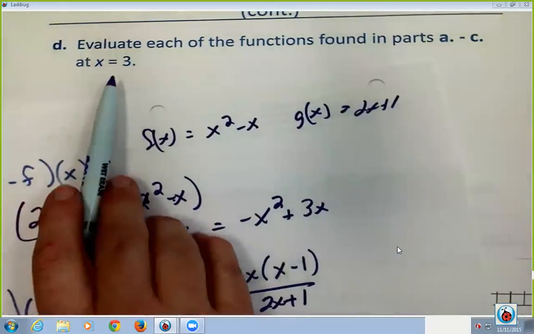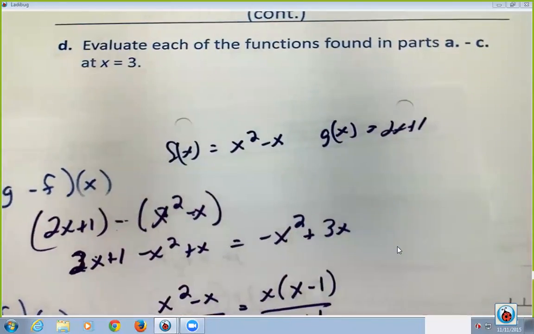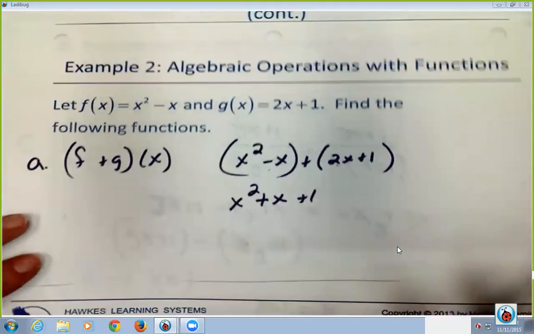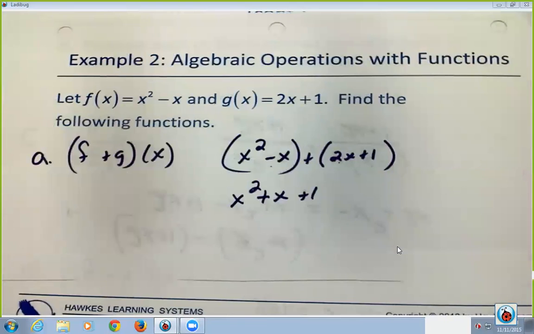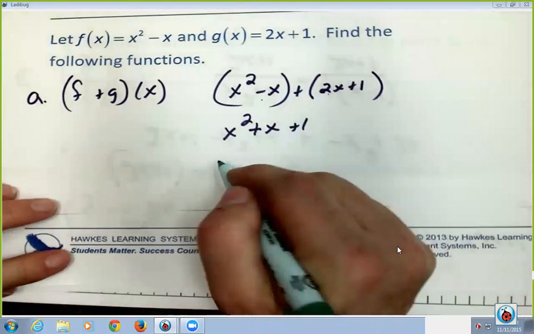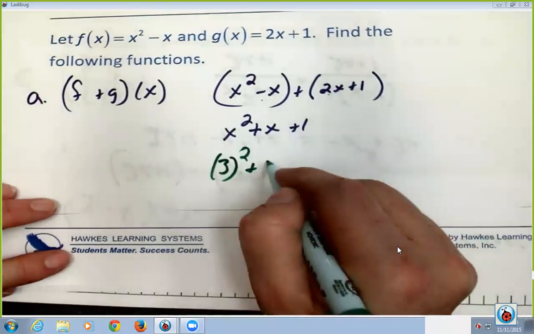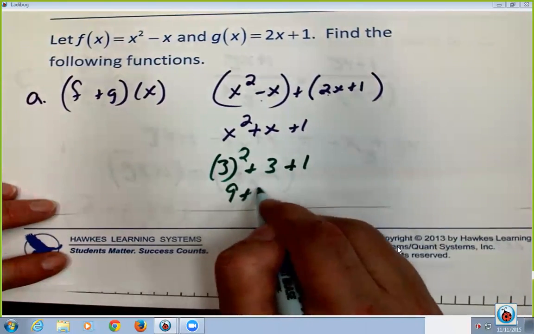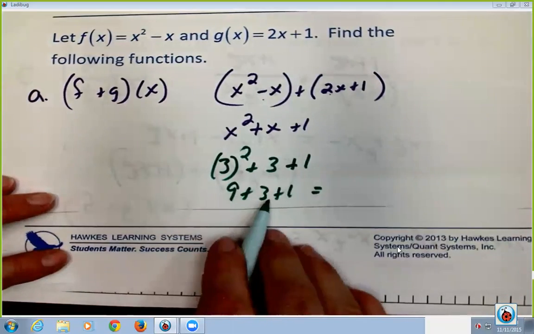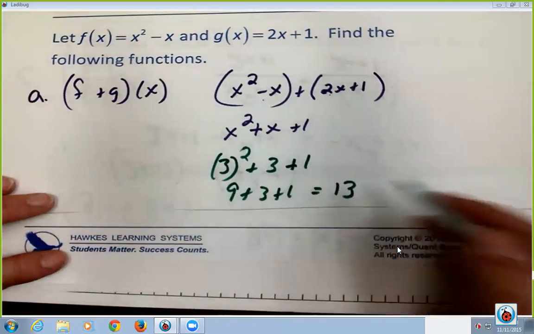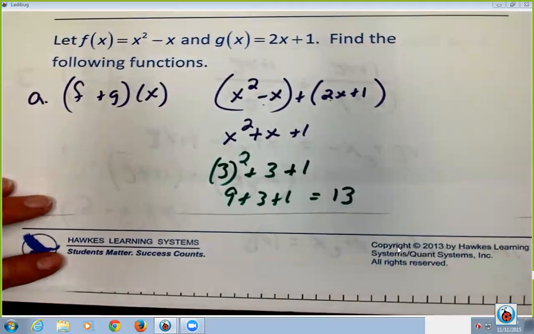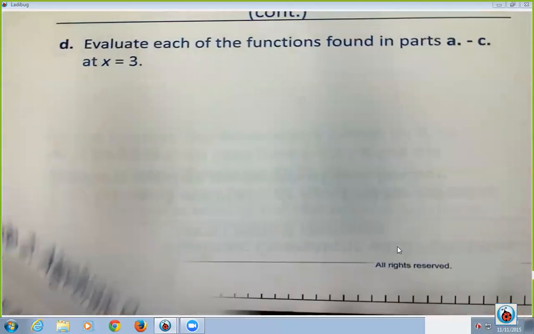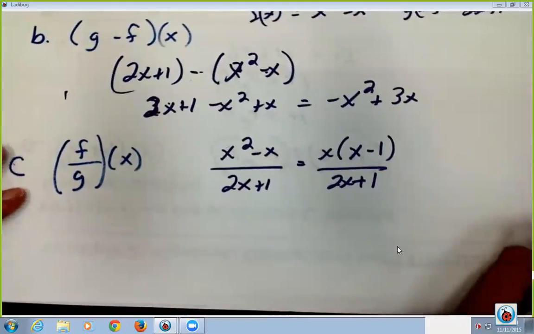And then it says, what do they equal for A through C if X were 3? So I would need to go back and plug a 3 in. So let's do that. So I'd have 3 squared plus 3 plus 1. So 9 plus 3 plus 1. 9 plus 3 is 12 plus 1 is 13. So it's just sticking 3 back in after you have added those things together or subtracted them.